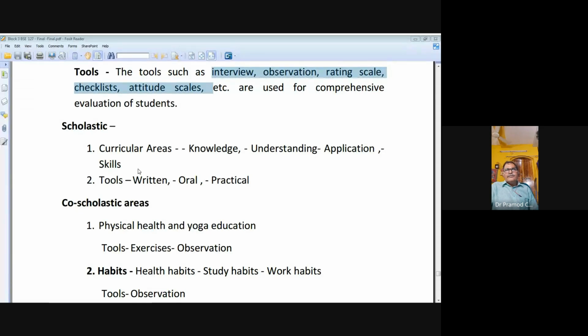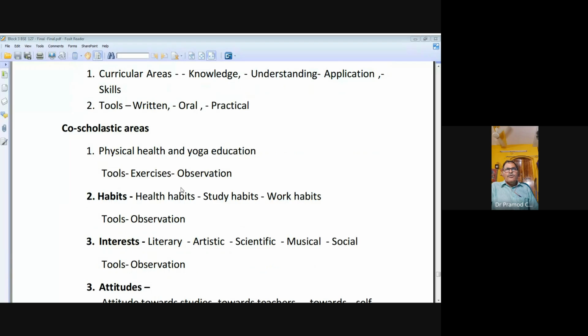Scholastic means curricular area, curriculum, content area. We are asking questions, keeping in mind the objective knowledge, understanding, application, and skill. Tools: written examination, oral examination, and practical examination. That is scholastic examination.